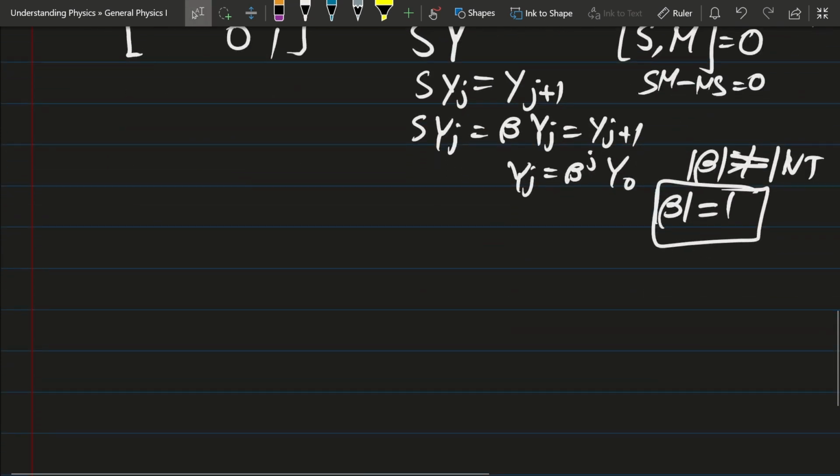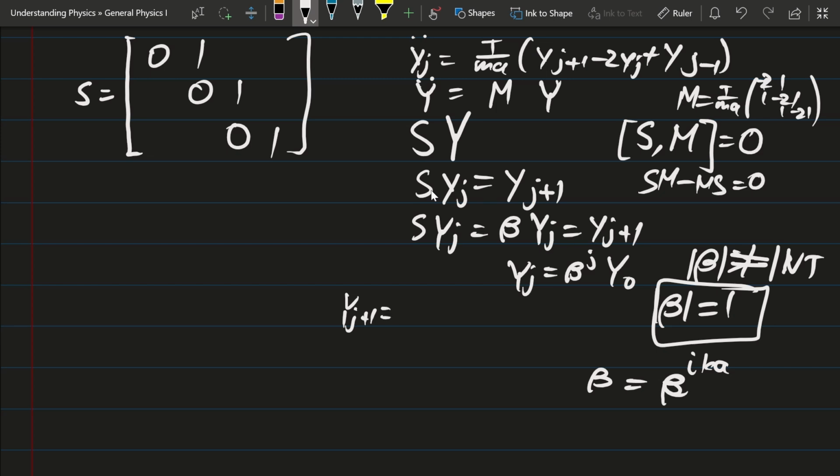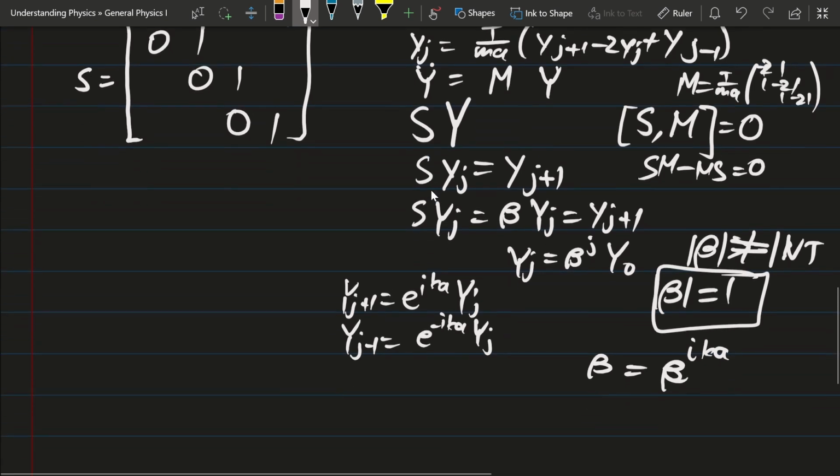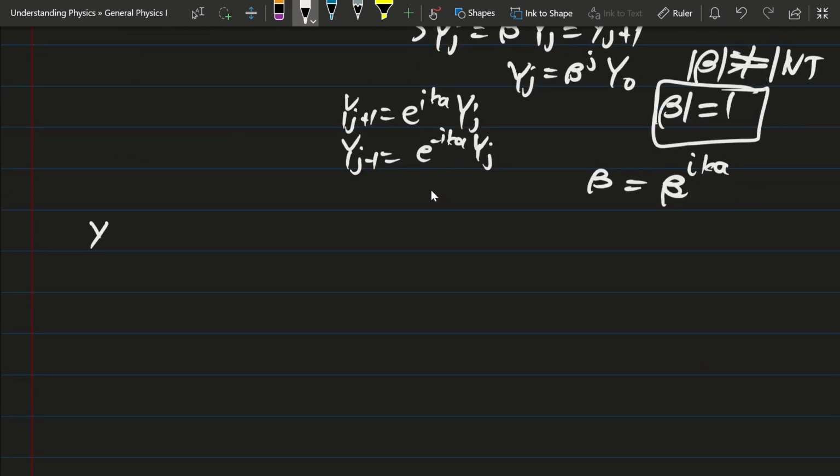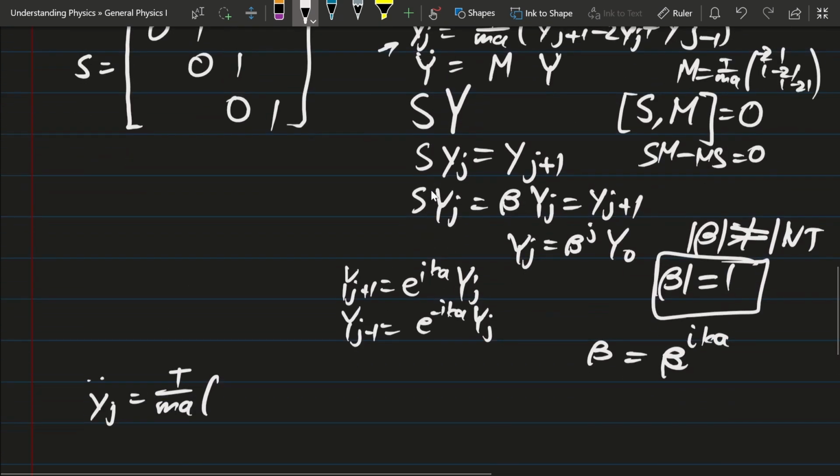One such solution of this is beta equals e to the power of i k a, and I will later explain why I state that beta is e to the power of i k a. By knowing this, you would know that y_{j+1} would be e to the power of i k a times y_j, and y_{j-1} is e to the power of negative i k a times y_j. Plugging it again into our differential equation at the top, you would obtain y_j double dot is equal to T over ma times (e to the power of i k a y_j minus 2y_j plus e to the power of negative i k a y_j).